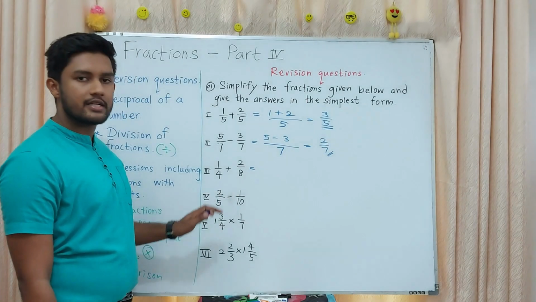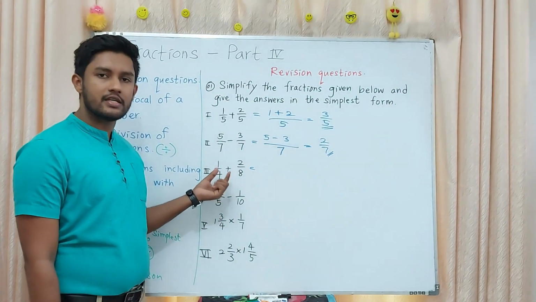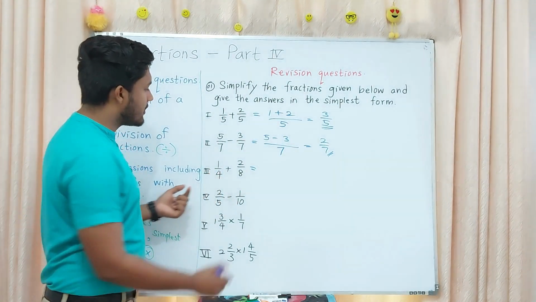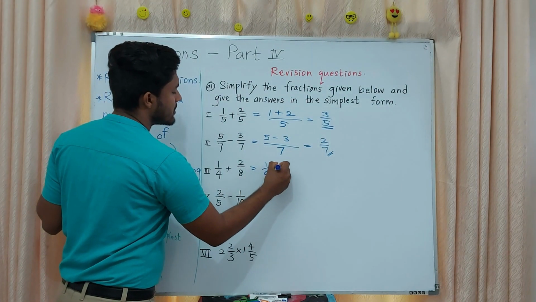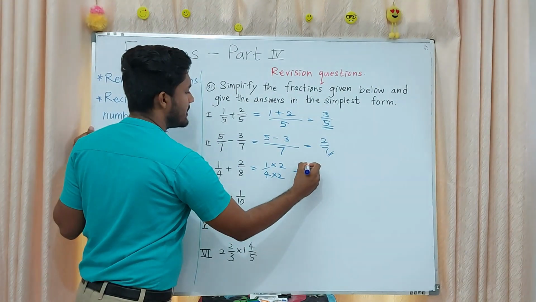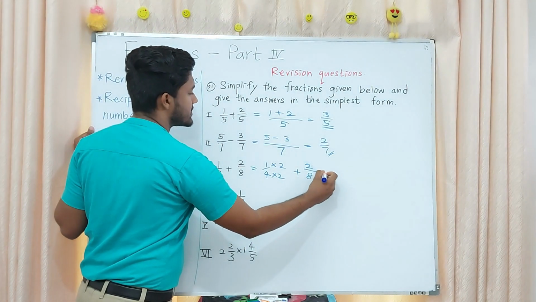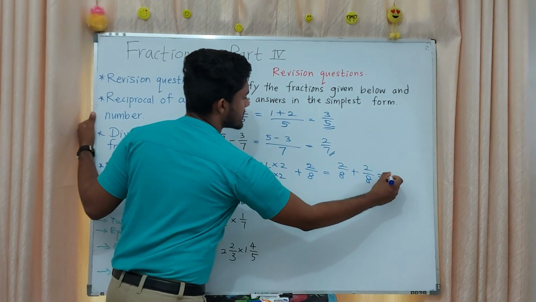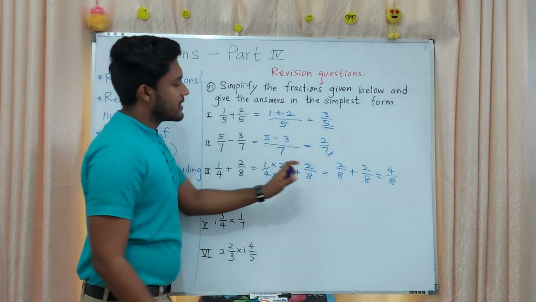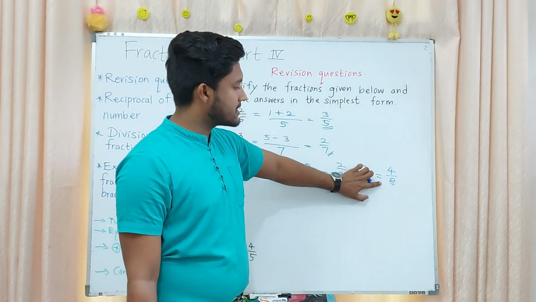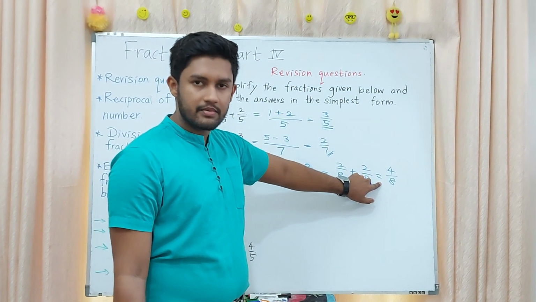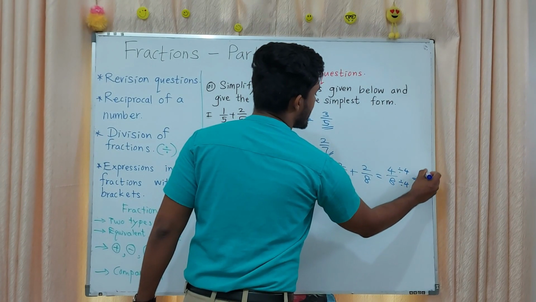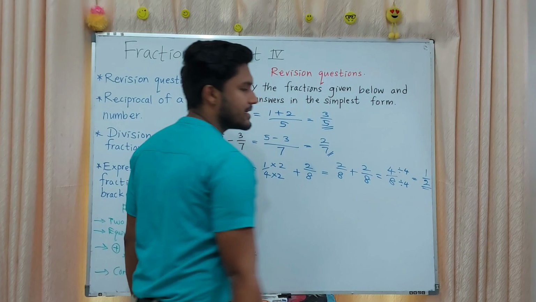Then the denominators are not equal. We can convert the smaller denominator into the larger denominator. That means we can multiply 1 over 4 by 2, both the denominator and numerator, and add the 2 over 8. Then 2 over 8 plus 2 over 8, 4 over 8. We can convert this fraction into the simplest form. Then we can divide both denominator and numerator by 4 and we can keep 1 over 2 as the answer.